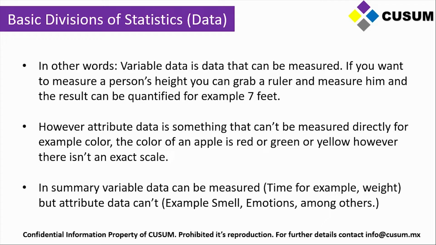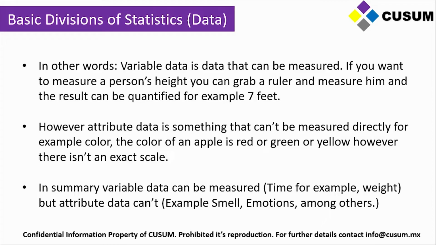Okay, on the other hand, attribute data is data that you can't actually measure directly. For example, the color of something. The color of an apple is red or green or yellow, but you don't actually have a scale, unless, of course, you have a spectrometer. But most of us don't actually have one. So that's why color is usually considered attribute data.